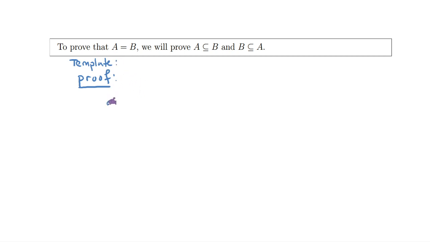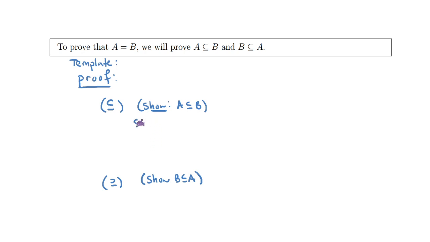You're going to effectively have two parts, and one way you can write this symbolically is to show A is a subset of B, and then, writing the subset inclusion the other way, to show B is a subset of A. Each of these has its own subproof, which follows the template that we just did above.